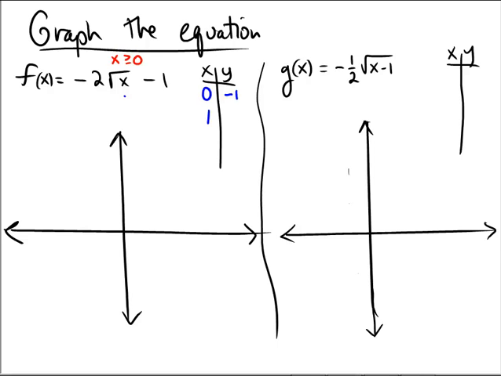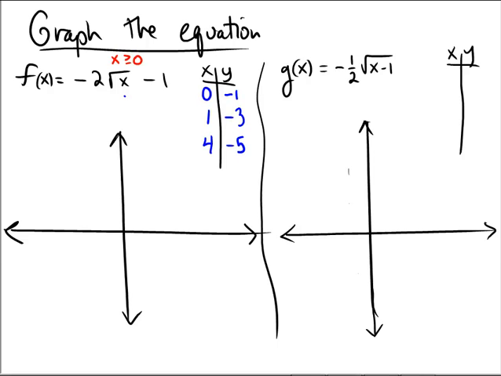Next, 1. Square root of 1 is 1. 1 times negative 2 is negative 2, and negative 2 minus 1 is negative 3. Next, not 2, not 3, 4. Why? Square root of 4 is 2. 2 times negative 2 is negative 4. Minus 1 is negative 5.